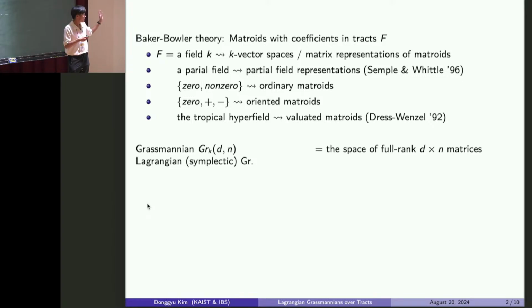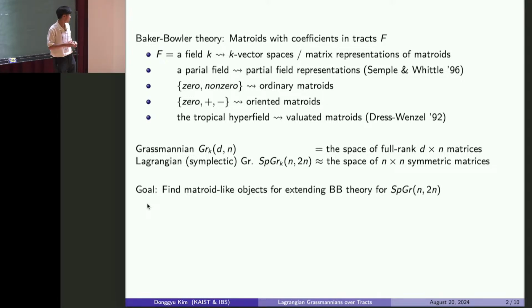The Grassmannian is nothing but, as you know, the space of full-rank d by n matrices, or maybe you can understand it also as the d-dimensional vector spaces lying in the ambient n-dimensional vector space. And the Lagrangian symplectic Grassmannian you can roughly understand as the space of n by n symmetric matrices. The goal of this talk is to give you some matroid-like object which extends the matroid with coefficients concept.